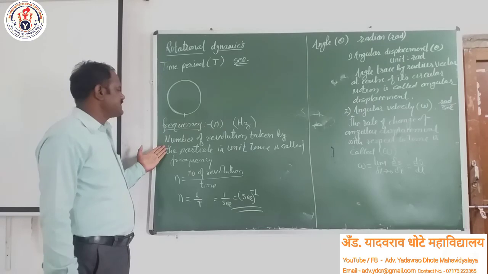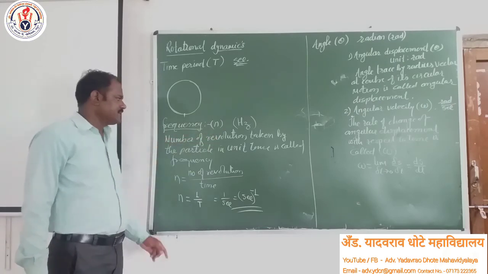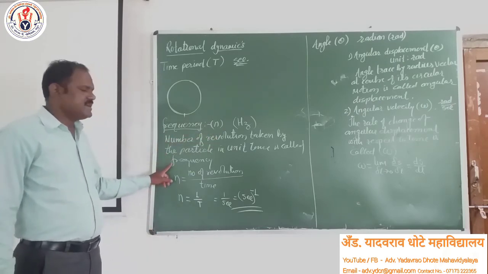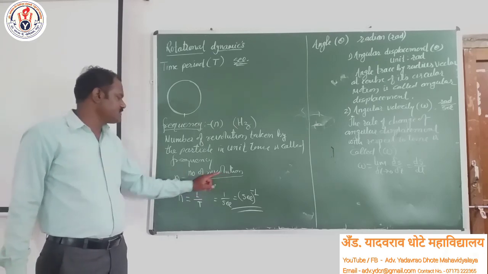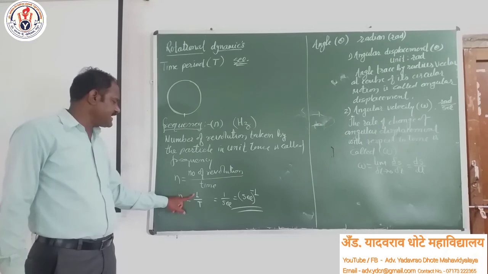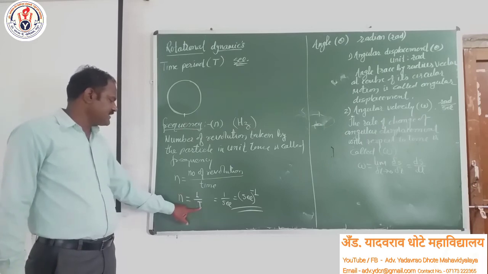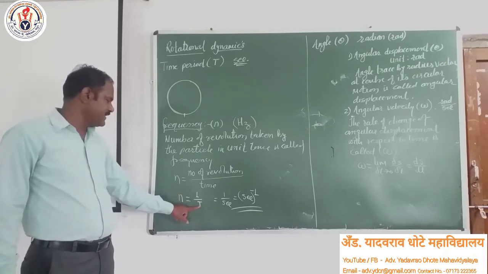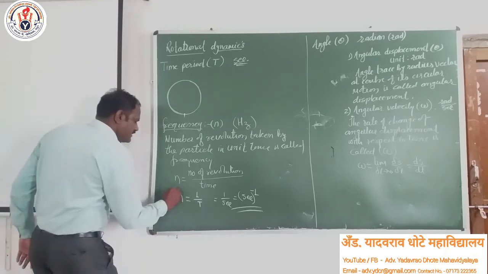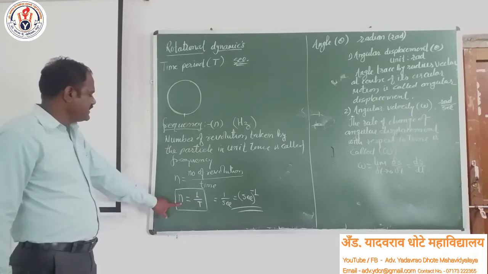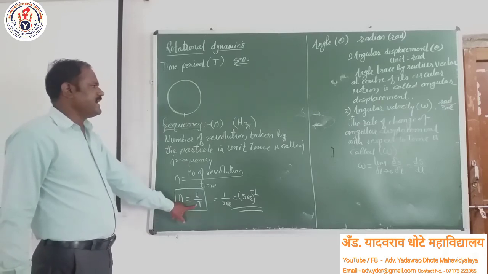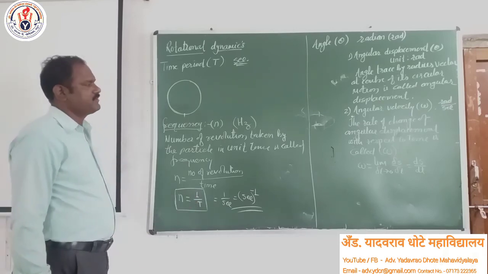So this is another unit of the frequency. So what is the frequency? Number of revolution taken by the particle in unit time is called the frequency. So frequency is equal to number of revolution divided by time. If it takes only one revolution, it takes the time of one time period. So the relation between the frequency and the time period is N is equal to 1 divided by T. ये हो गया तुम्हारा फ्रीक्वेंसी का.